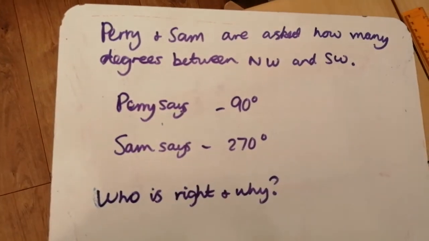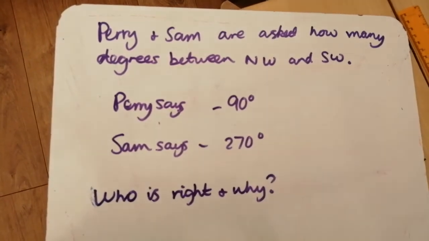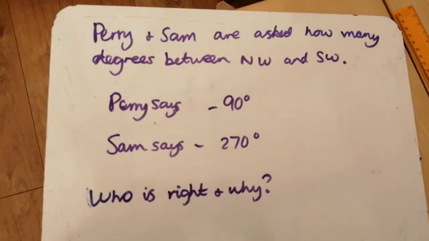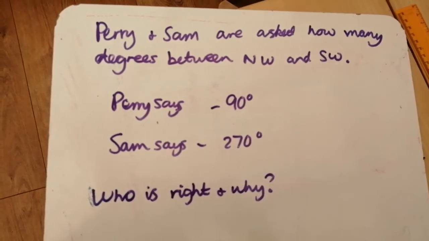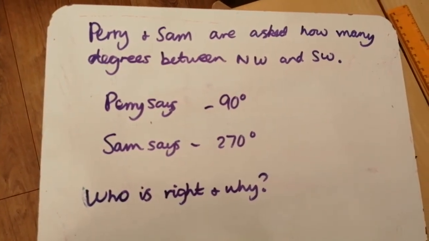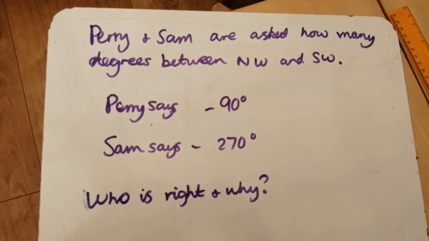So here's a word problem for you. Perry and Sam are asked how many degrees there are between northwest and southwest. Perry says there are 90 degrees. Sam says there are 270 degrees. Who is right and why?